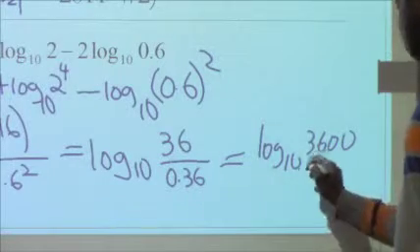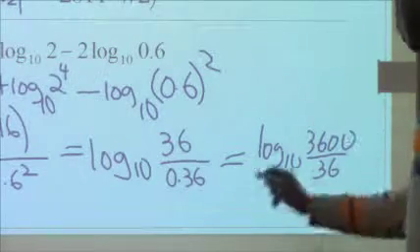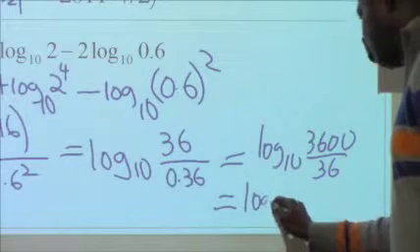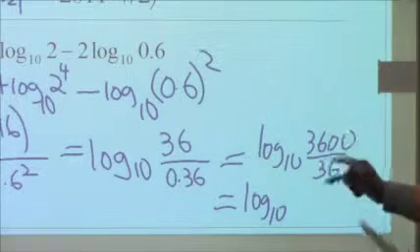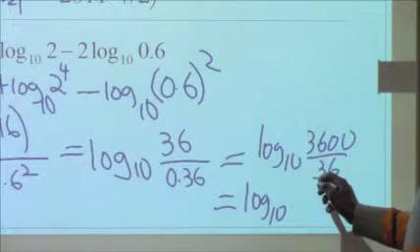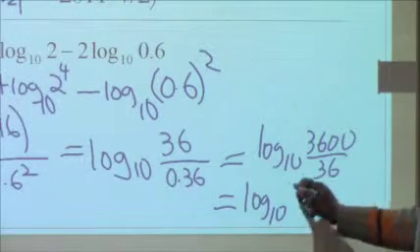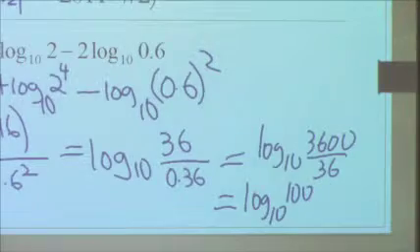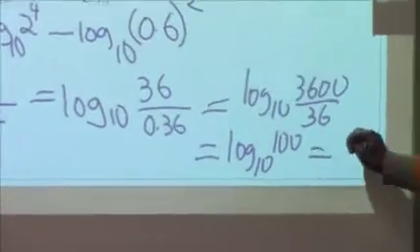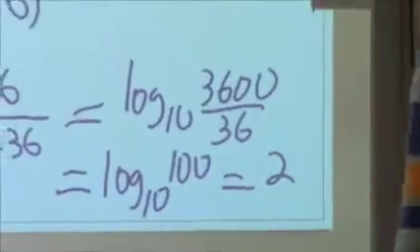If I move this 2 places, I'm going to have 36 here. When I divide this, I'm going to have log base 10. 360 divided by 36 is going to be, just cancel this 0, 36 will be 1, so that's 100. And so what's the result of this? 2, because 10 to the second power gives you 100.